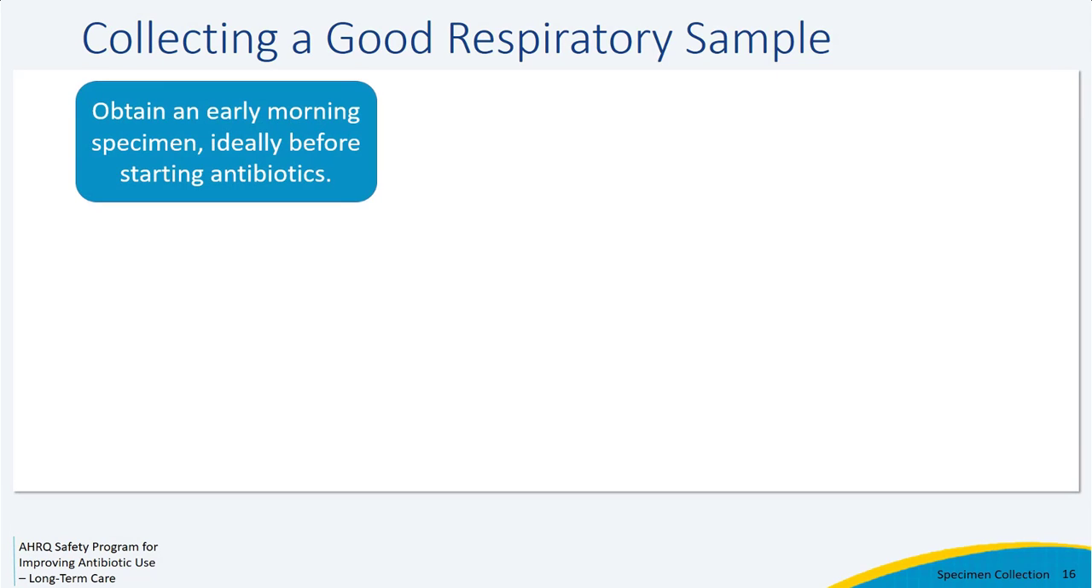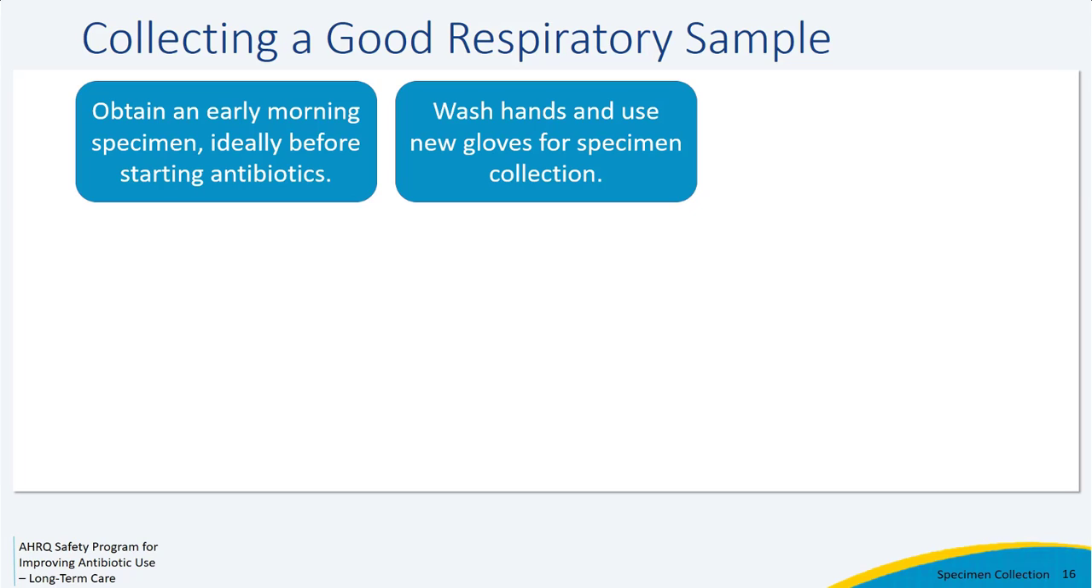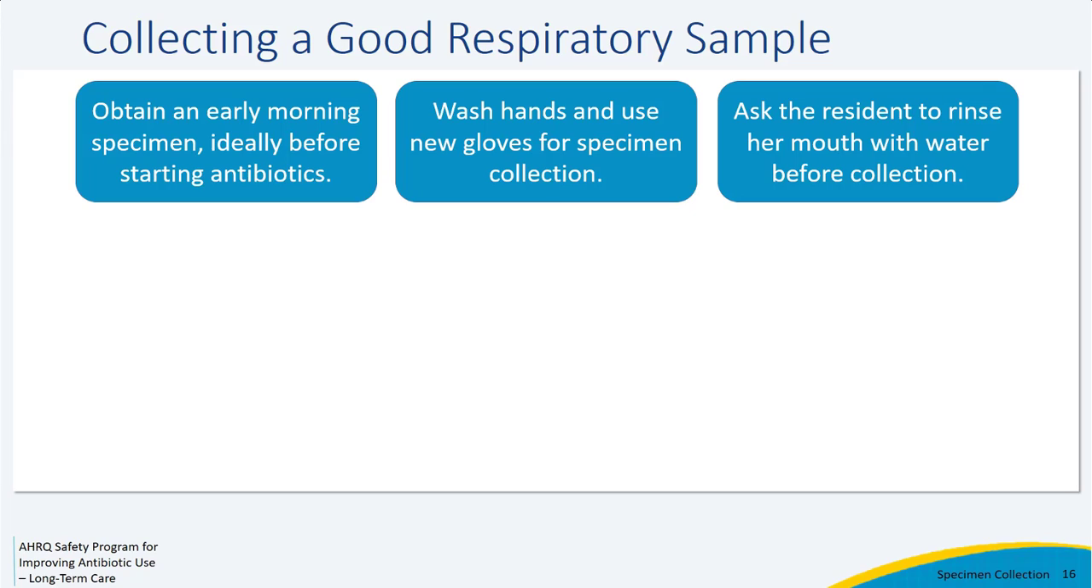Here are some suggestions to help collect a good respiratory sample. 1. Obtain an early morning specimen. Often, residents are better at coughing up a good specimen in the early morning hours, so we recommend obtaining specimens at this time when possible. 2. Wash hands and use new gloves for specimen collection. 3. Ask the resident to rinse her mouth out with water before collection. This helps remove some of the loose cells from her mouth and may reduce contamination of the phlegm.